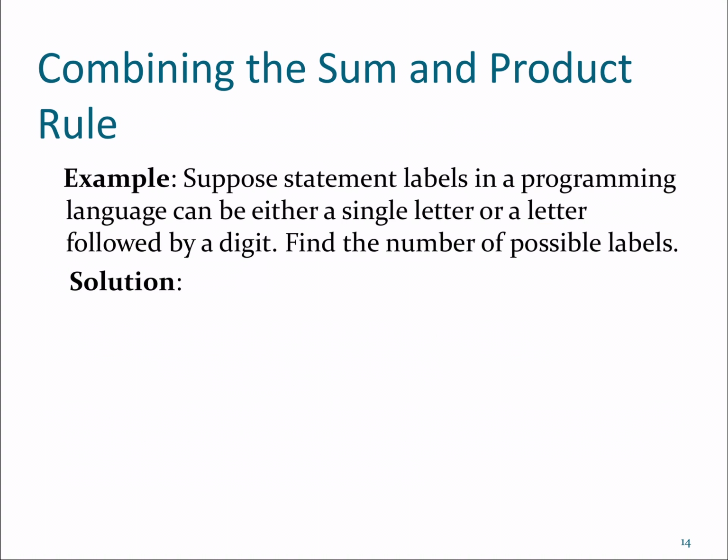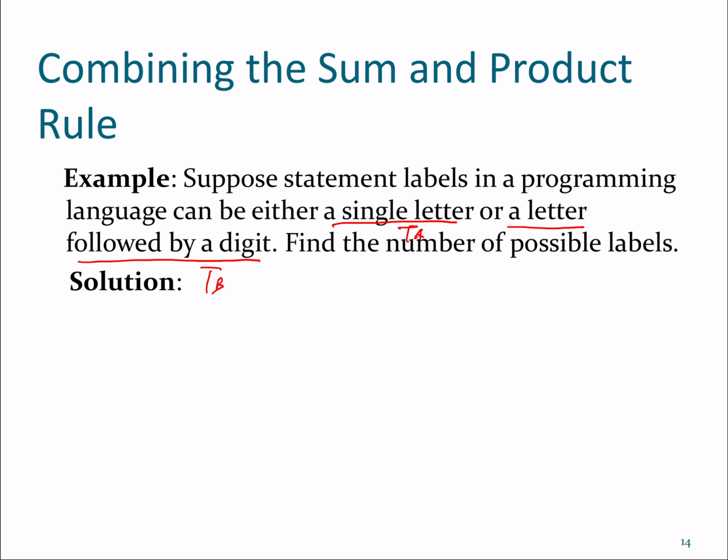Let's look at this example. Suppose there are statement labels in a programming language, and the statement labels can be either a single letter or a letter followed by a digit. So there are two ways. We assume these are uppercase letters only. The question is to find the number of all possible labels. You can consider task A as using one single letter, or task B, which is a letter followed by a digit.